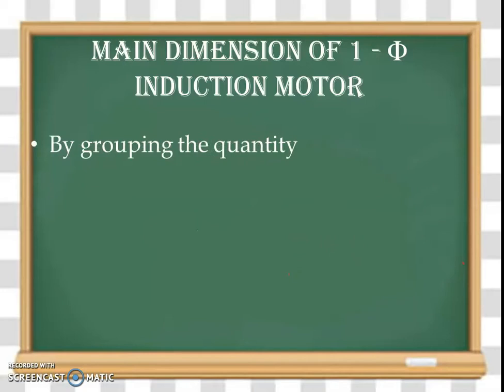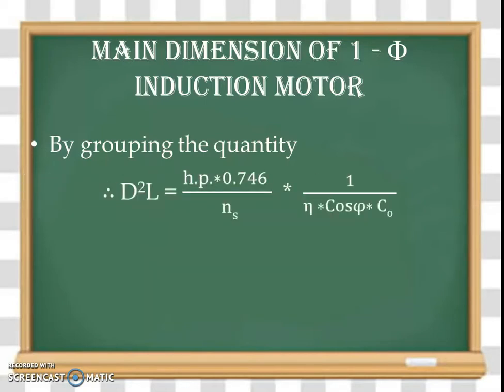From equation number 3, if we regroup the quantities, it can be written like this. We have separated two quantities. One is HP multiplied by 0.746 divided by NS, which is known as the watt per RPS value. And the other quantity is 1 divided by efficiency eta, cos phi, and CO. So we have separated the two quantities, and let us call it equation number 4.